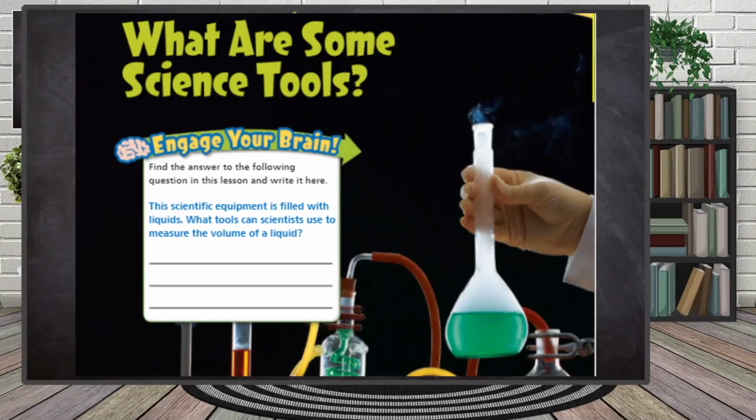How can you measure volume? Yes, Tala. We could measure it by this glass thing. You don't know the name? A measuring cup or something. Yes, you can use a measuring cup, but for volume, it has something called a graduated cylinder. Yes, excellent. Good job, Tala. Excellent.